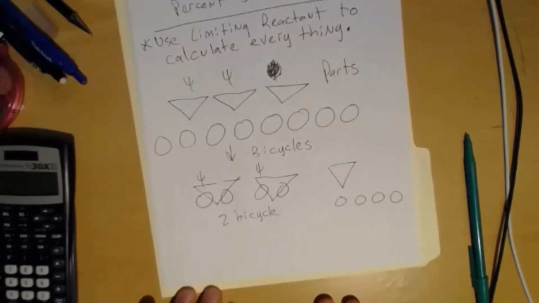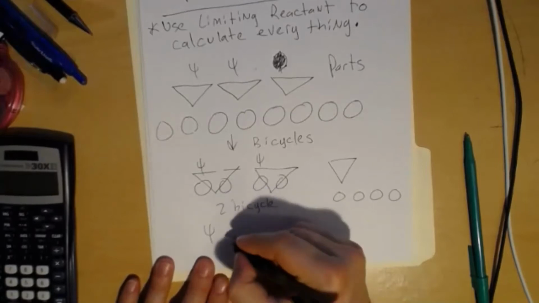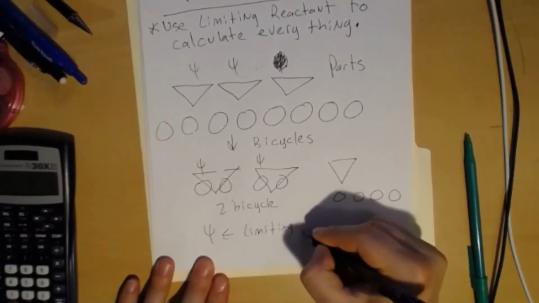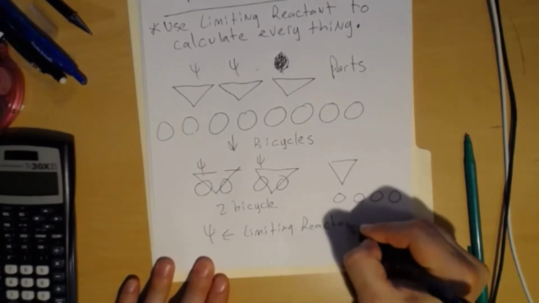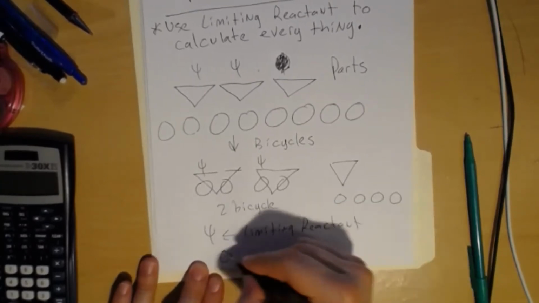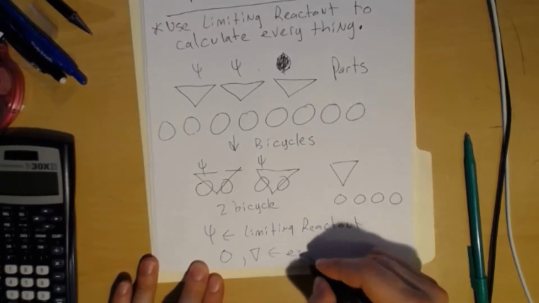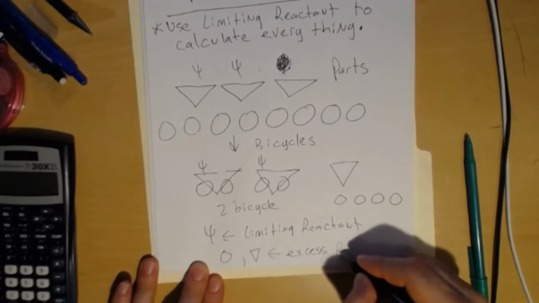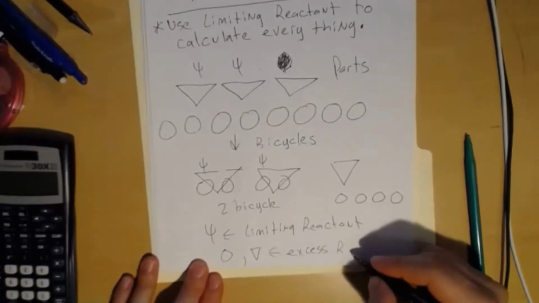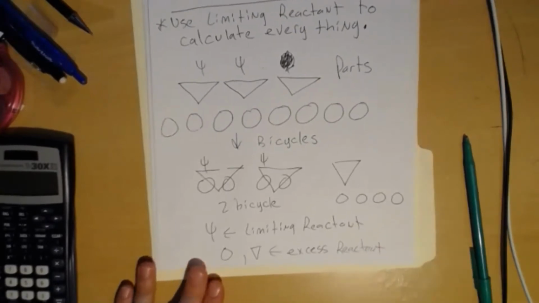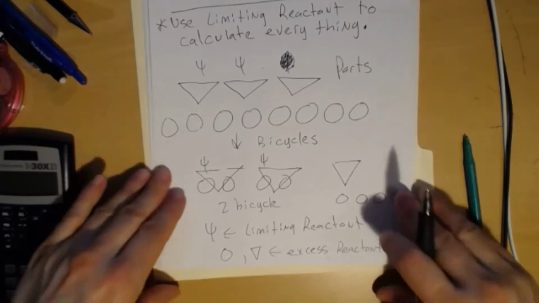All right, so in this example, the handlebar is what we call the limiting reactant. And the wheel and the frame are what we call excess reactants. We had more frames and wheels than we could use. Okay. So let's continue.